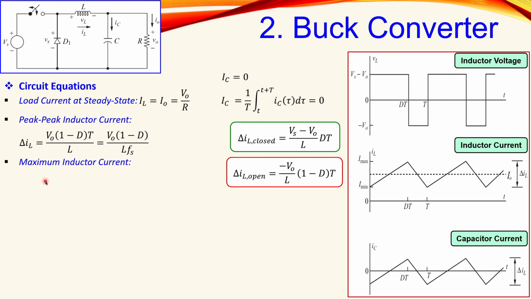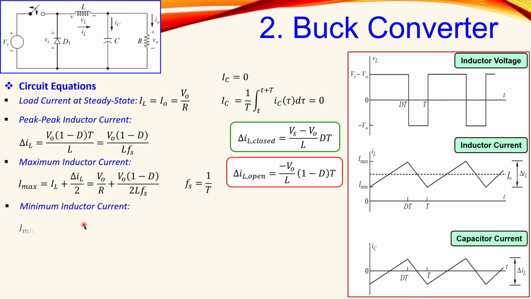The maximum inductor current can be calculated using the average inductor current plus the peak inductor current over 2. And now we get this expression because the average inductor current was VO over R from here, and this is now half of the expression here. And again, remember that the switching frequency is 1 over the period. In a similar form for the minimum inductor current, you only have a minus sign here, so the formula is similar.